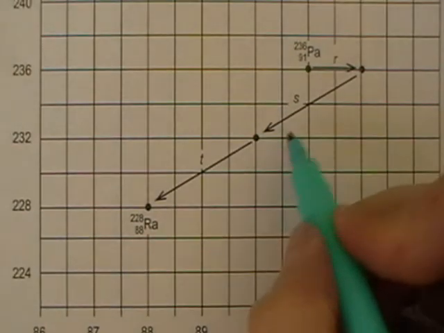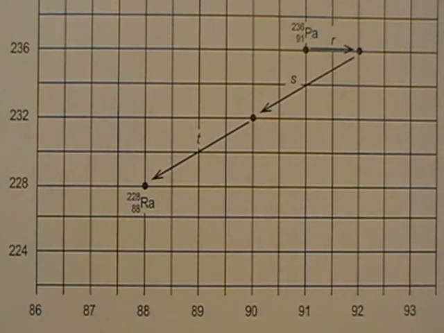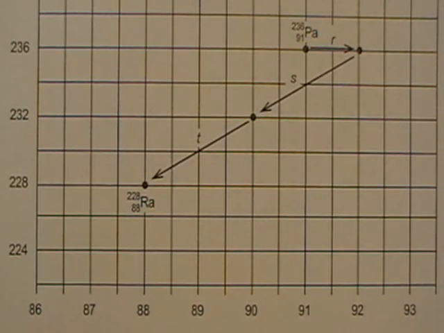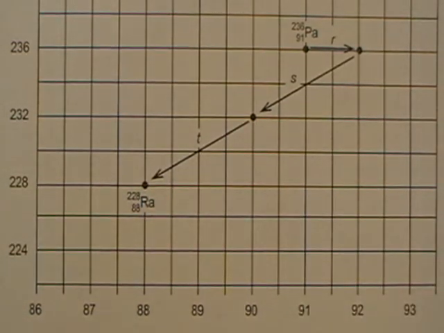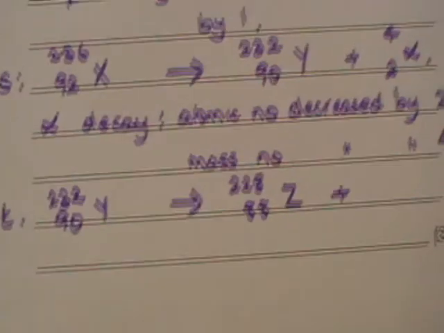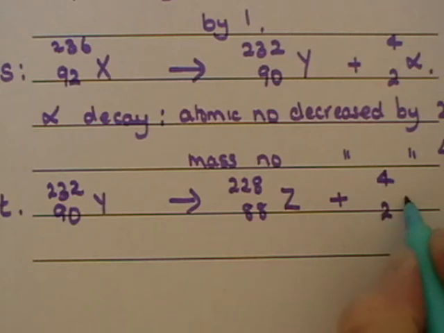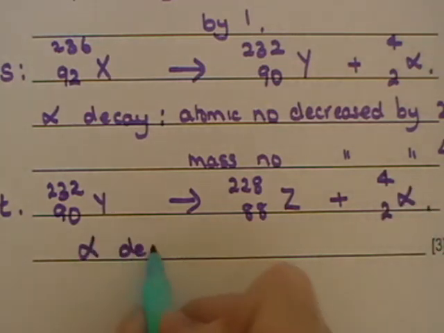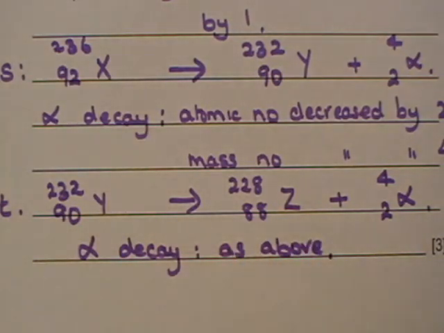Last one, and it's a similar kind of decay, and again I'll write it down at the bottom and then show you in a second. I'm still calling my element Y. So we've got 232, 90 Y, and then it's going down this time to 228, and down here it's 88, and it's Z. I'm calling it Z. And again, if you look down at the equation now, it has lost 4 from the top line and 2 from the bottom. And again, that must be an alpha decay. And the reason, as above. So there's 1 mark for each of those.